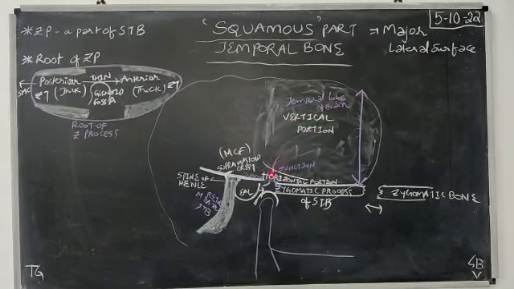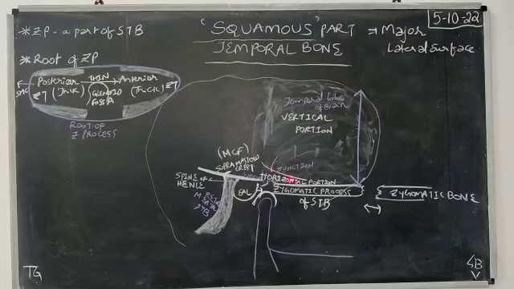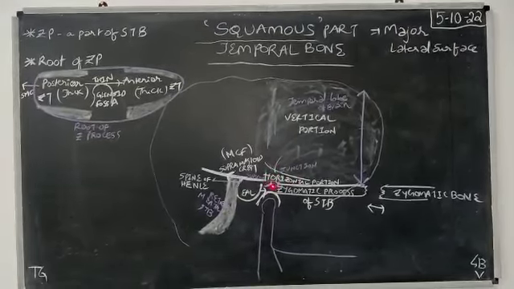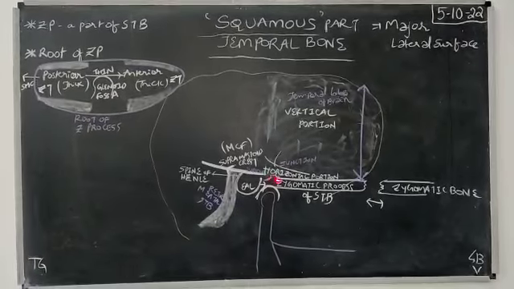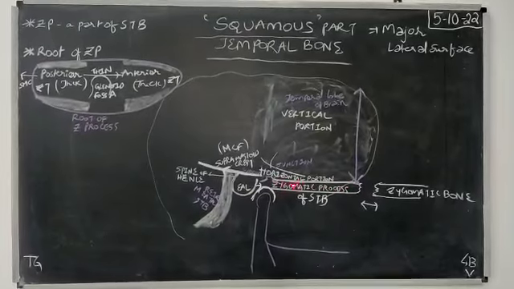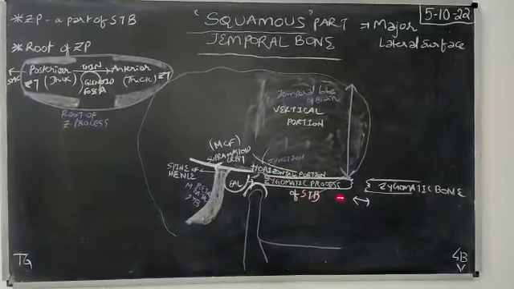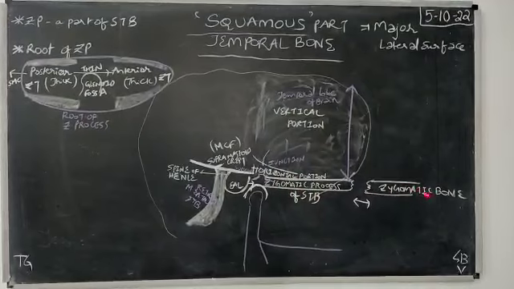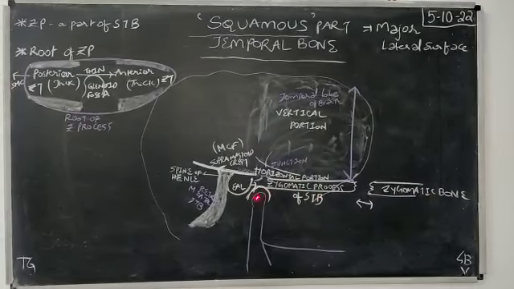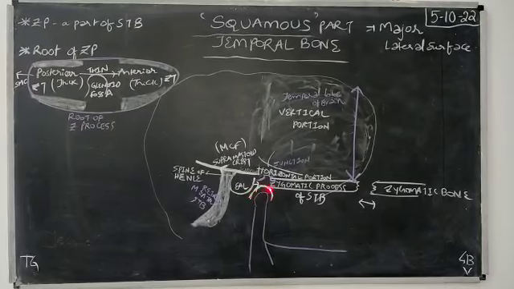At the junction where the horizontal and vertical portions meet, you are going to have processes like the anterior and posterior one, and it is going to prolong forward, thinned out, like the zygomatic process of the squamous temporal bone, which is going to articulate with the zygomatic bone. Here we find the temporomandibular joint, which is sitting in the glenoid fossa.